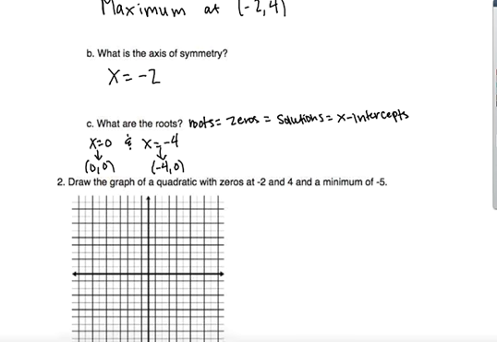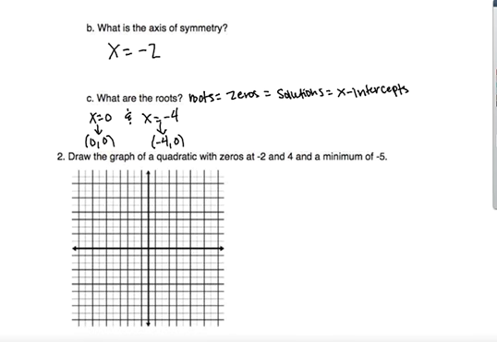Number 2 asks us to draw the graph of a quadratic with zeros at -2, 4, and a minimum of -5. Zeros mean that these are our x-intercepts. So we're going to go ahead and put our x-intercepts at -2 and +4. So there's 1, and that's 0, 1, 2, 3, 4 would be our other. Now, because it's a minimum, that means that we must have a graph that looks like this. So we must have a smiley face graph. A minimum would be the point that's at the absolute bottom. No points go past that point.